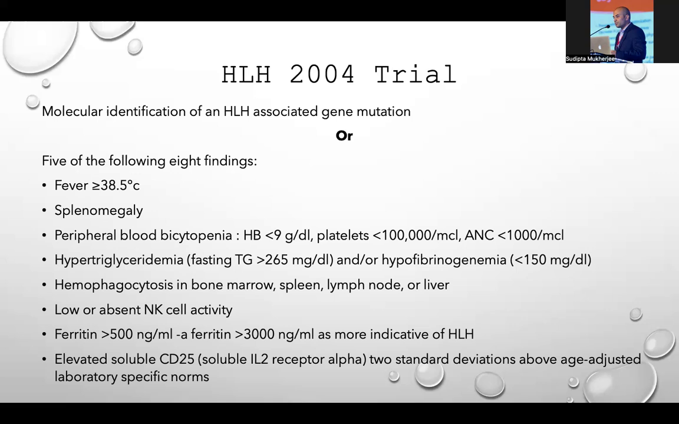Low or absent NK cell activity. Here the ferritin cutoff is more than 500 nanogram, but more than 3000 is more suggestive of HLH. And elevated soluble CD25, which is also called soluble interleukin 2 receptor alpha, more than 2 standard deviations as per the age-adjusted value.